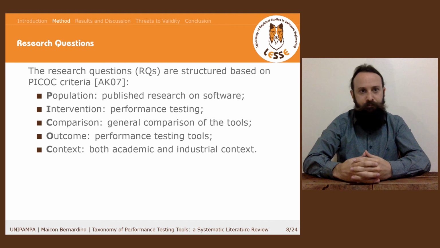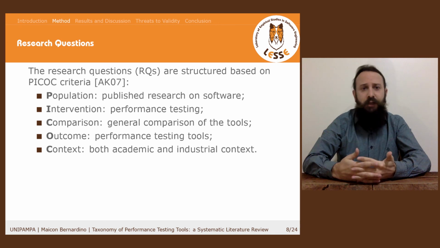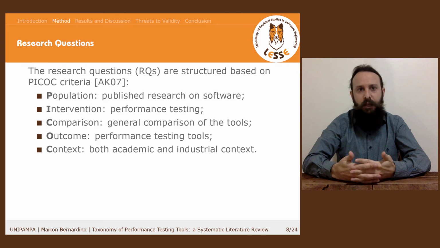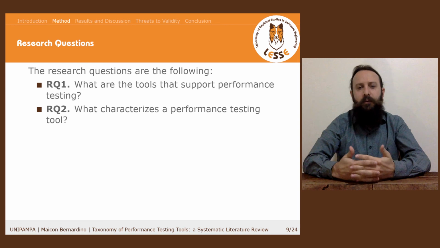Research questions. The research questions are structured based on PICOC criteria: population, published research on software; intervention, performance testing; comparison, general comparison of the tools; outcome, performance testing tools; context, both academic and industrial contexts. Thus, based on PICOC criteria, we formulated two research questions. What are the tools that support performance testing? And what characterizes a performance testing tool?